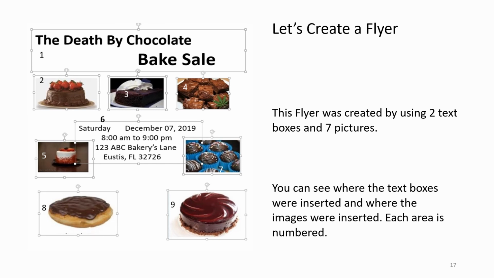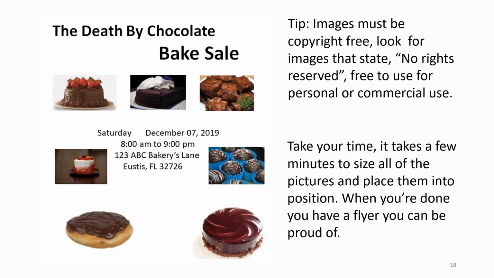Let's create a flyer. This flyer was created by using 2 text boxes and 7 pictures. You can see where the text boxes were inserted and where the images were inserted. Each area is numbered. Tip: images must be copyright free. Look for images that state no rights reserved, free to use for personal or commercial use. Take your time. It takes a few minutes to size all of the pictures and place them into position. When you're done, you have a flyer you can be proud of.